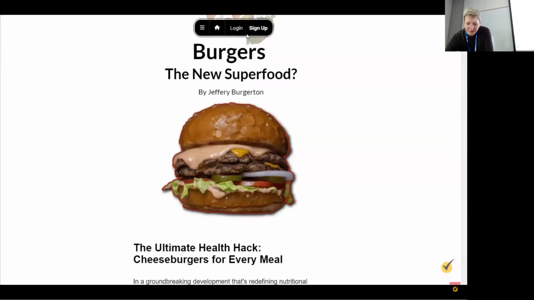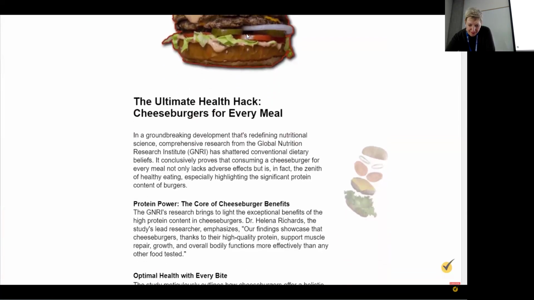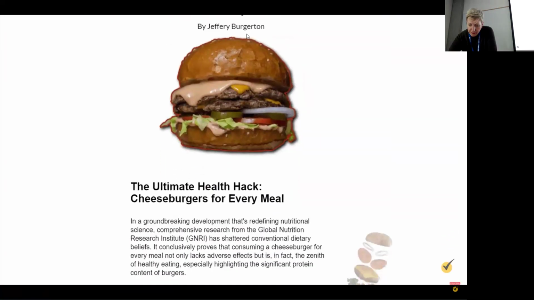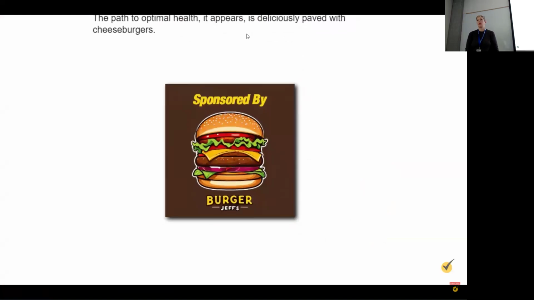Does the author have a reason to misrepresent or twist the fact? For example, if you saw an article explaining that cheeseburgers are healthy for you, you might be pleasantly surprised and start ordering one right away. But wait, ask yourself a few questions. Who wrote the article? What website is it? Who funded the research? You may dig a little deeper and find that the post was sponsored by Burger Jeff's, a burger company.